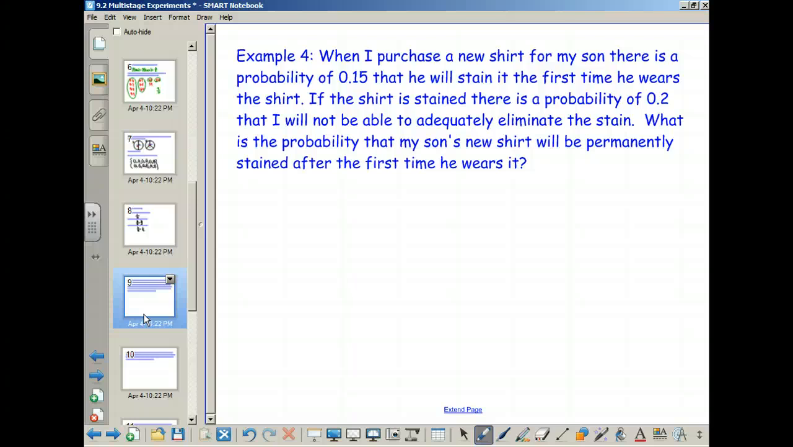What is the probability that my son's new shirt will be permanently stained after the first time he wears it? The answer is it depends if the shirt's white, right? Well, we're taking a look at this with a tree diagram. What I told you earlier is that we are going to do tree diagrams for most of what's happening here, and this one works really well as a tree diagram. So what are the 2 options to start with? What happens when my son wears a new shirt? He either stains it or he doesn't. So we've got a stain or no stain.